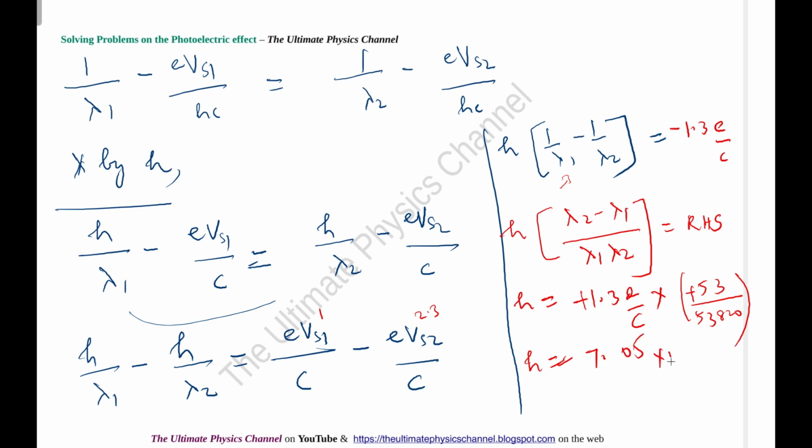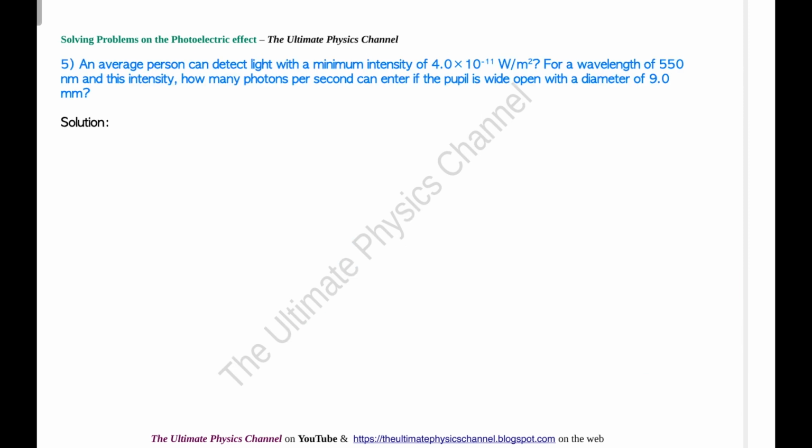7.05 times 10 power minus 34 joule second. So that is on the higher side compared to the actual 6.63 value, but still for the given conditions this is the value you would get. We can also write the Planck constant in EV units. After conversion from joule units, you get 4.4 times 10 power minus 15 EV. Right, so that is the answer to that. Moving ahead to the next one.